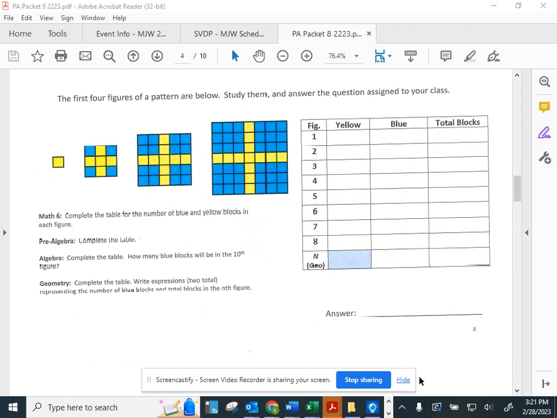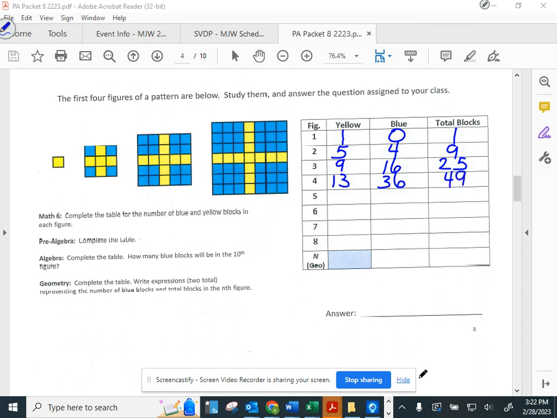Our next one is our pattern blocks. So pre-algebra needs to complete the whole table. Let's do the first 4 figures together and see if we can find some patterns to follow. In our first figure, there's 1 yellow, 0 blue, 1 total block. Second figure, we have 5 yellows, 4 blues for a total of 9. Then third figure, we have 9 yellows, 16 blues, for a total of 25. In our fourth figure, we have 13 yellows, 36 blues, and 49 total.